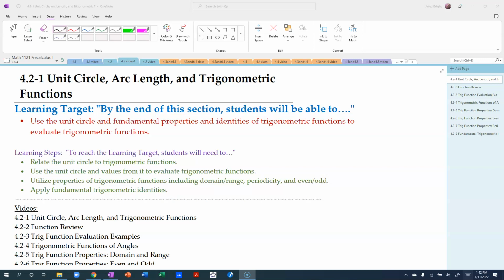You can see our learning target is defined here, and then the different things we need to do as a part of that learning target. Again, these are super important for assessment. These are what I'm going to use when I write tests. So make sure you can do these by the end of this section. If you can't, make sure to reach out for some help.